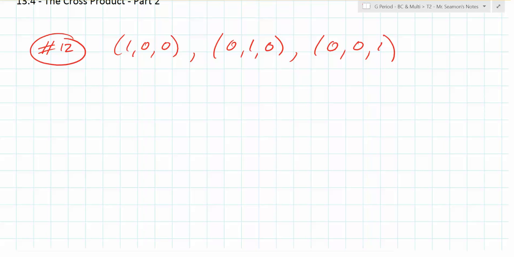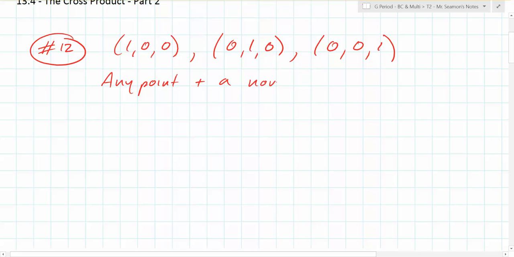So what are the 2 things you need to write the equation of a plane? Nope. I need a point. Yes, excuse me. So a point, any point, and what? And a normal vector.